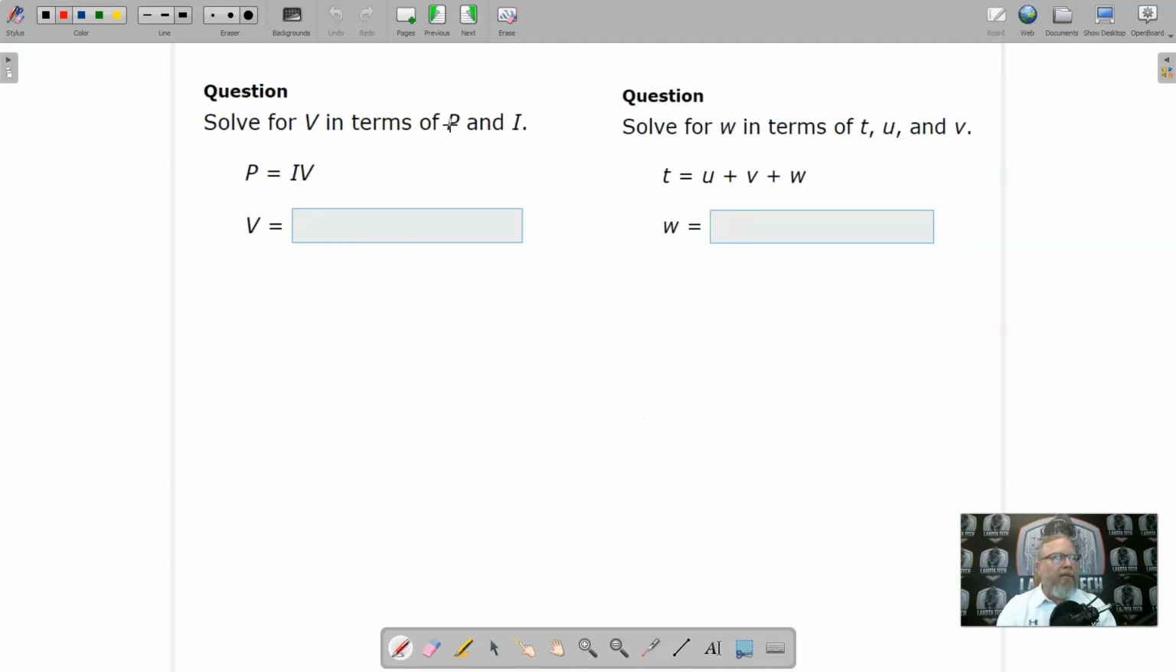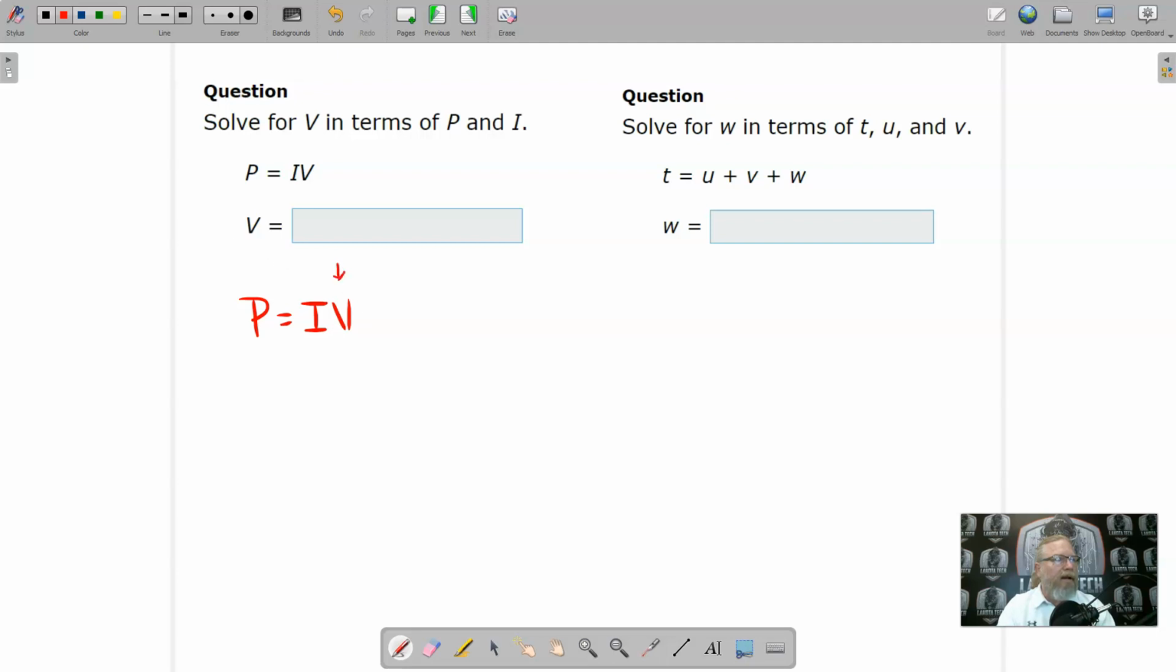Solve for v in terms of p and I. Well, we have p equals I times v. We need to get the v by itself. So p equals IV. And notice that these are capital letters. So on this activity, if it is an uppercase letter, be sure to enter it as an uppercase letter. Otherwise, I believe IXL marks it as incorrect. So if it's an uppercase letter in the problem, be sure to use uppercase letters in your entry for the solution. Well, right now, I want to get the v by itself.